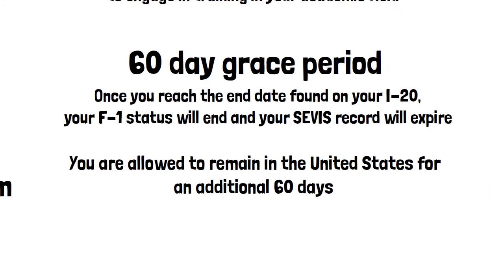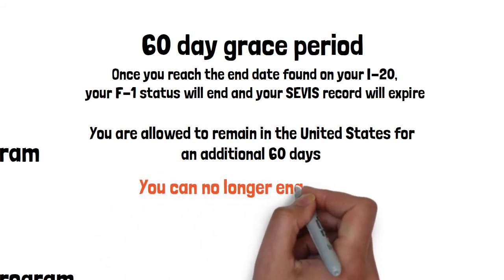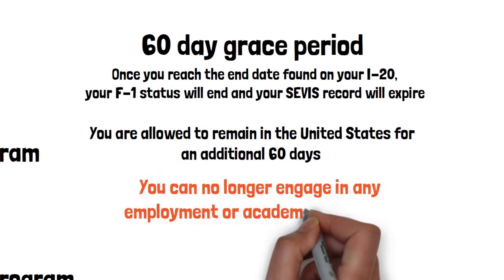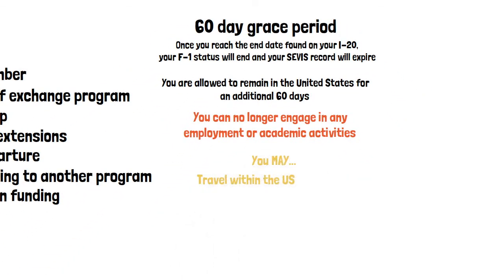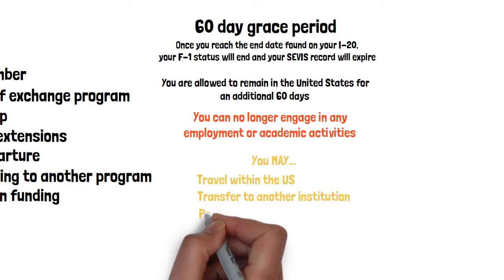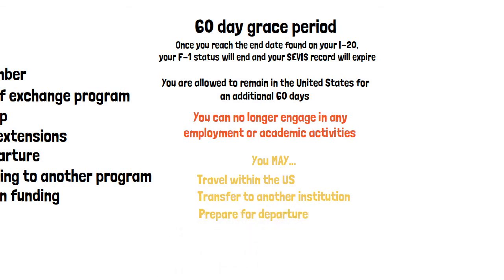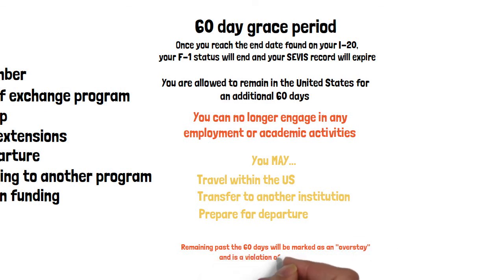During this 60-day grace period, you are no longer eligible to engage in any employment or academic activities. You may, however, travel within the United States, transfer to another institution, or prepare for departure. Remaining past the 60 days will be marked as an overstay and is a violation of your F-1 status.